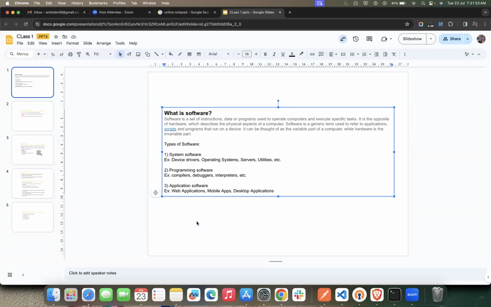They interact with the system software and we create our instructions that we want the system to perform, but they do not interact with the hardware directly. Am I clear?